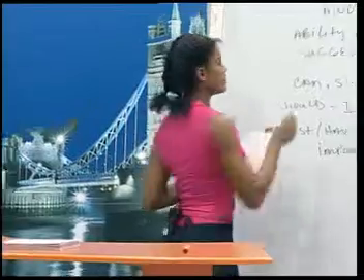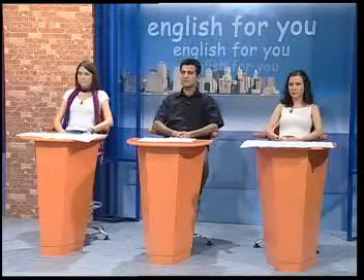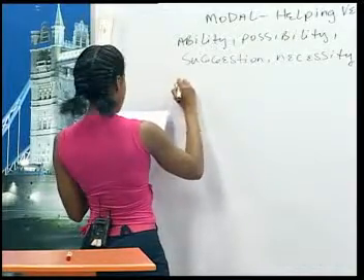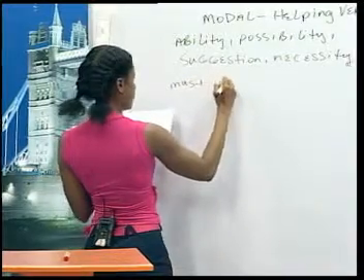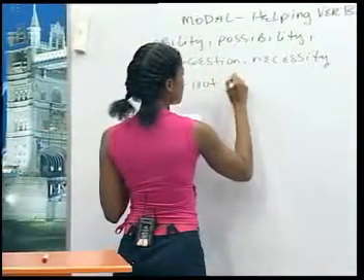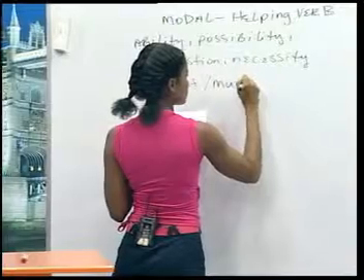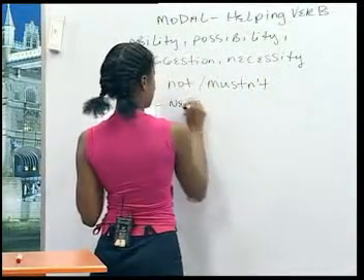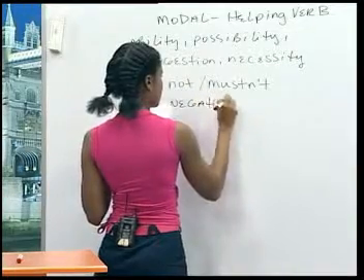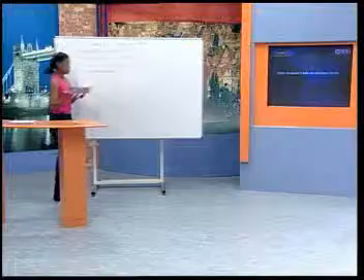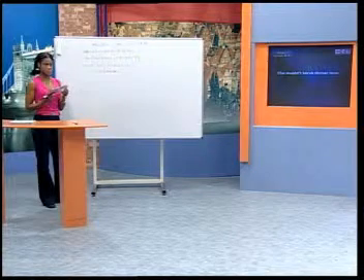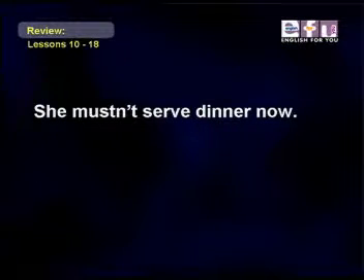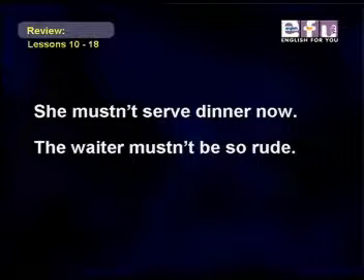Okay, thank you, everyone. Now, we can use must not or mustn't for negative sentences. Okay, for example, she mustn't serve dinner now. Or, the waiter mustn't be so rude.